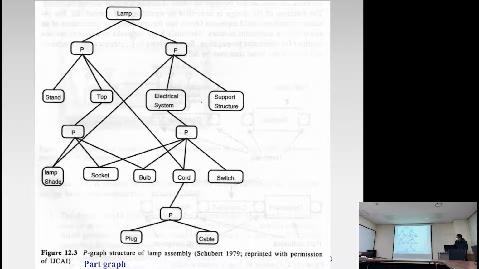Here is an example of a p-graph structure of a lamp assembly. As you can see, the lamp can be broken down into two nodes, which further can be divided into two each, such as stand, top, electrical system, and support structure. And the top and electrical system nodes can also be divided into many subnodes. And you'll see that many of these nodes are linked with multiple different superset nodes depending on the viewpoint.